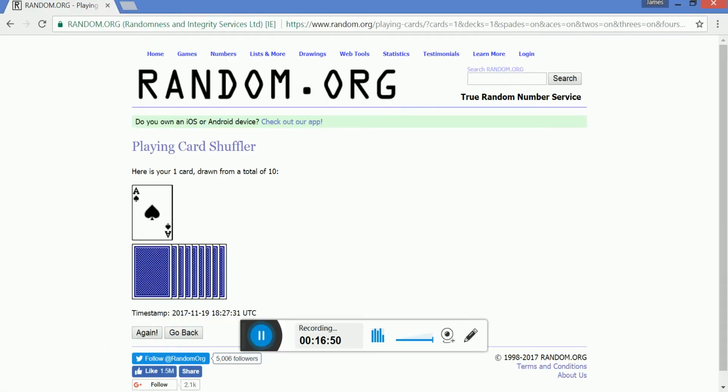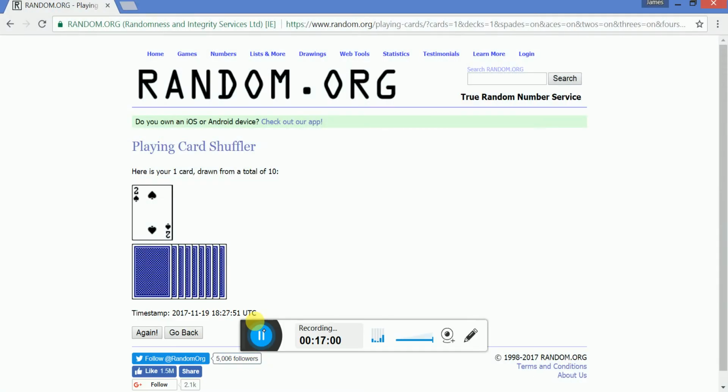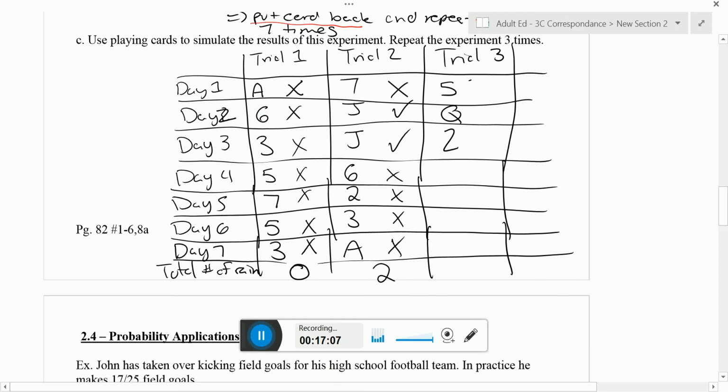Finally, we're going to do it one more time. We get 5, queen, 2, ace, 4, 7, ace. With this one, no, yes, no, no, no, no, no, we got 1 day of rain.